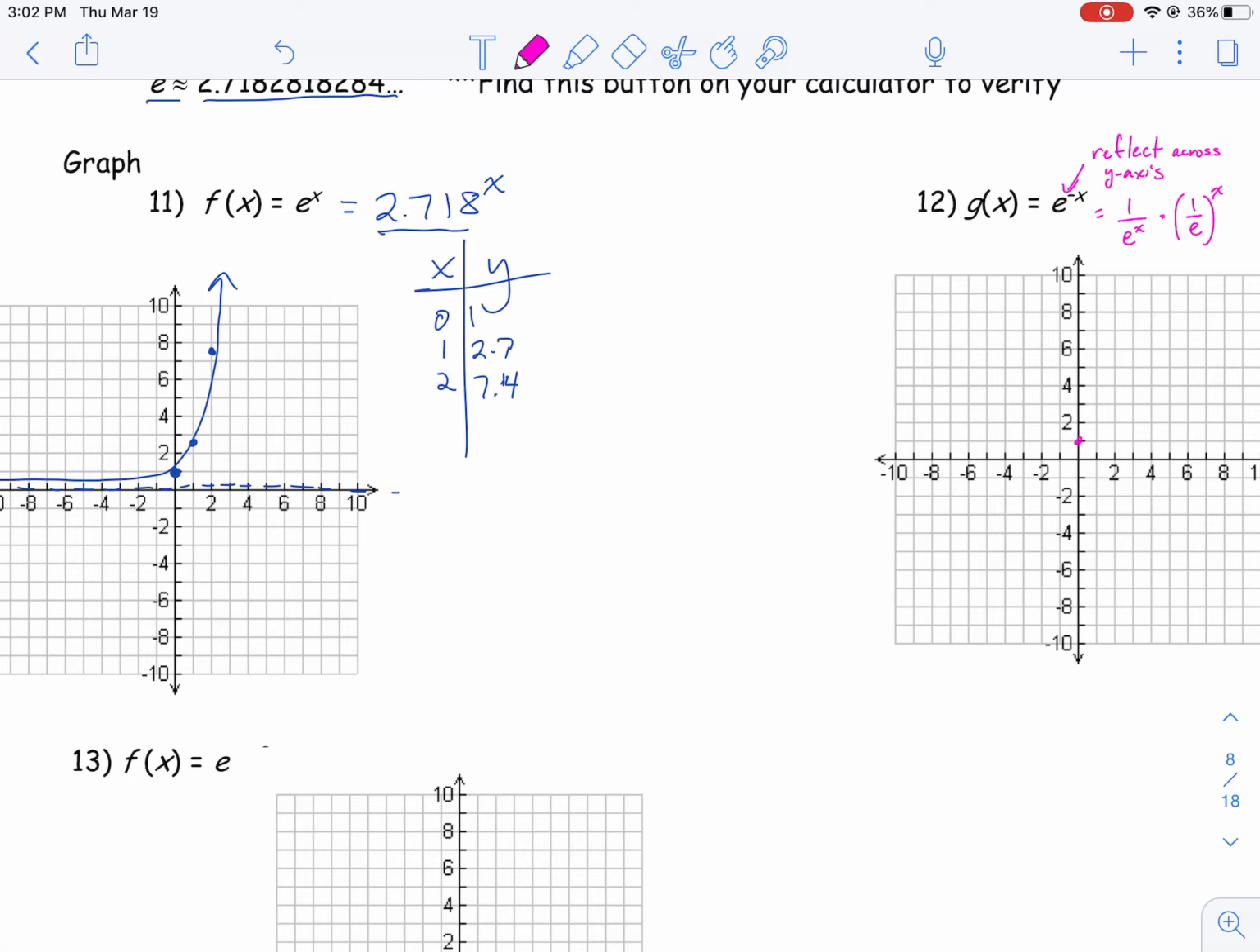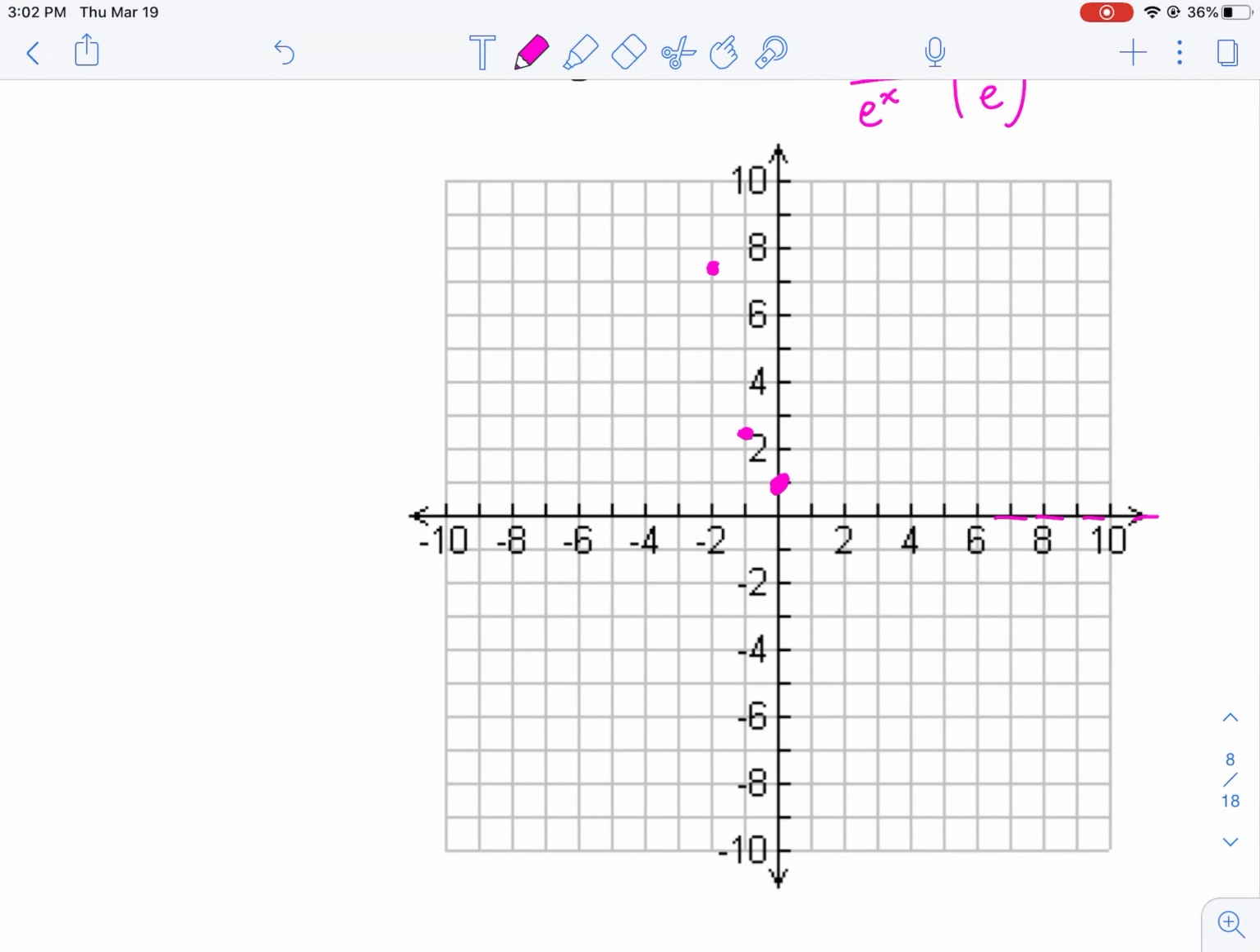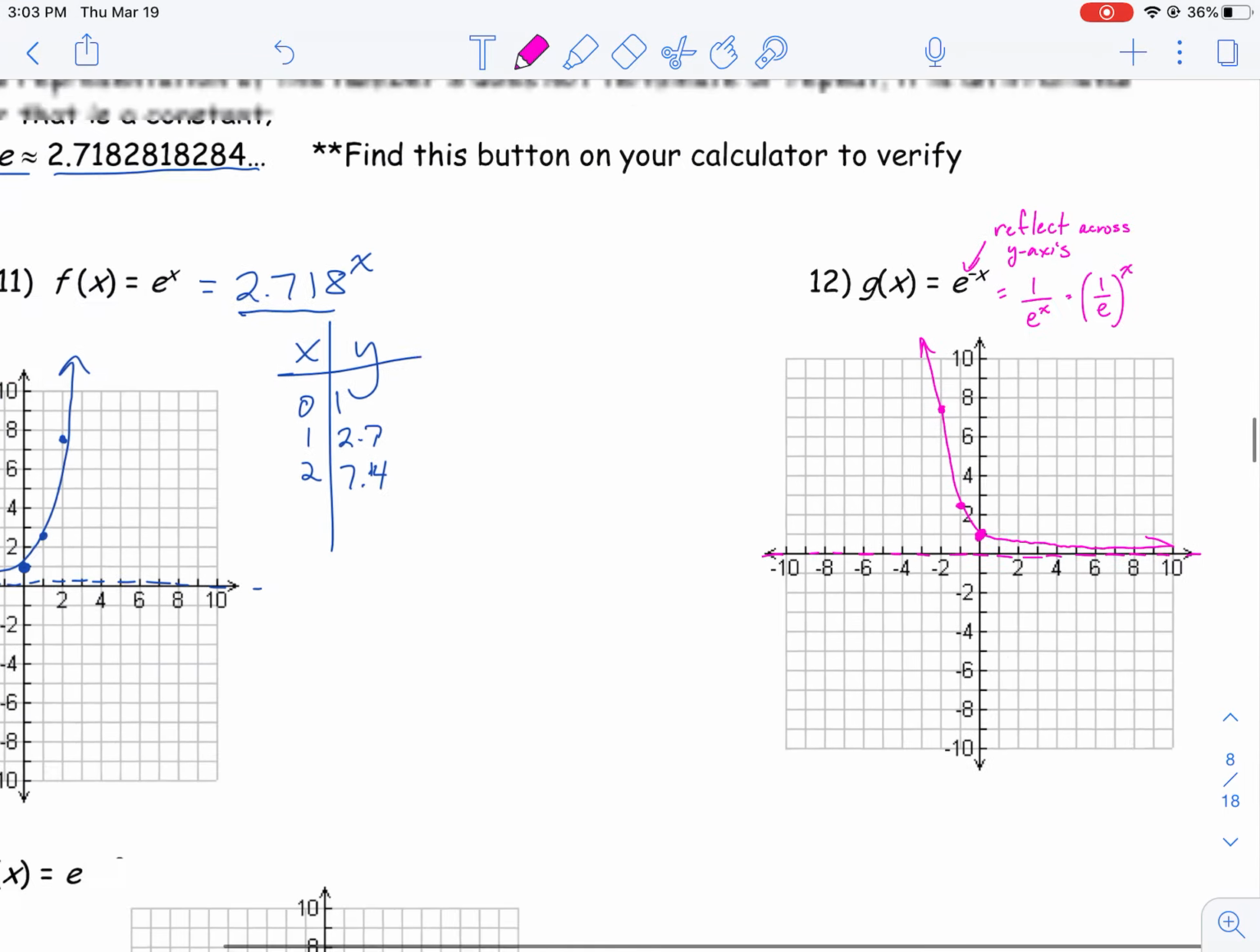So we're still going to have a point here. That one's not going anywhere. Instead of being at 2.7 on this side, it's going to be at 2.7 over here. And instead of being 7.4 on the right, it'll be 7.4 on the left at negative 2. Again, the horizontal asymptote didn't change. That's still at y equals 0. But now we have an exponential decay instead of an exponential growth.